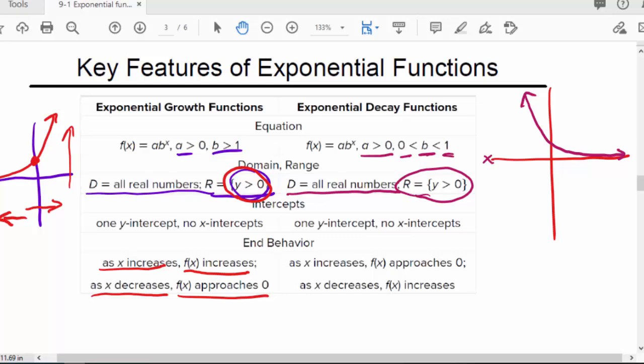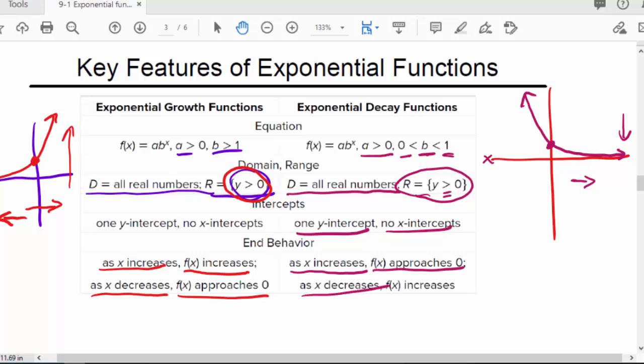Now, the reason we don't have equal to 0 here is the line gets close to the asymptote, which is the x-axis, but it never actually gets there, never touches that imaginary boundary line. Again, we have one y-intercept, and typically no x-intercepts because it approaches that line but never gets there. The only way we can actually cross the x-axis is if we have some sort of vertical translation in the graph. As x increases, that means as x goes to the right, this graph is getting lower or closer to 0, so f of x approaches 0.